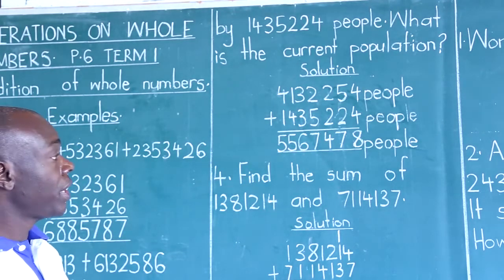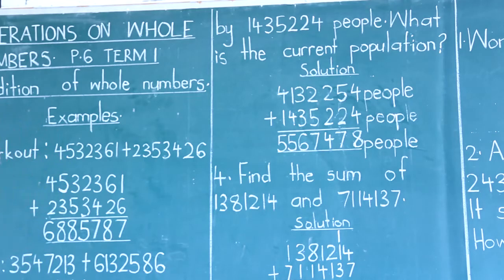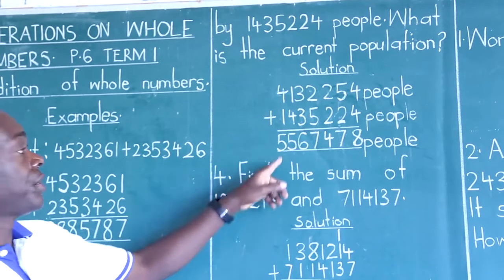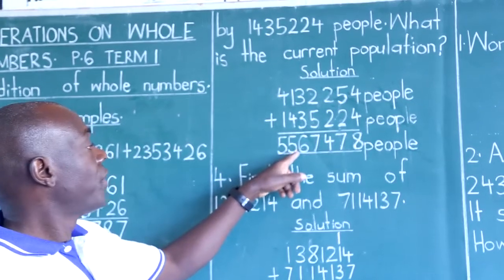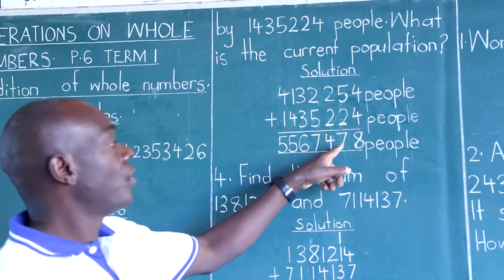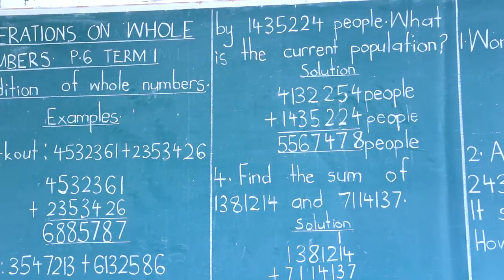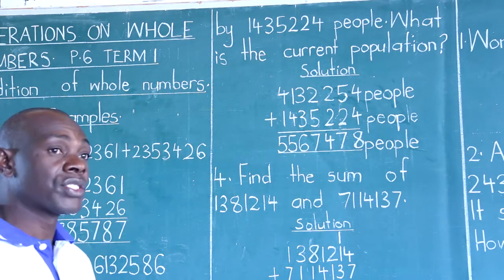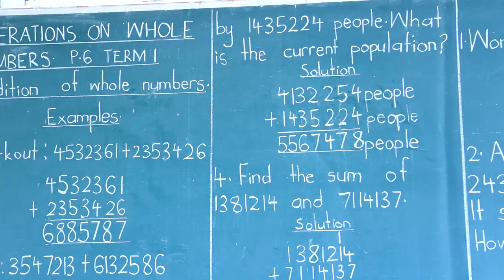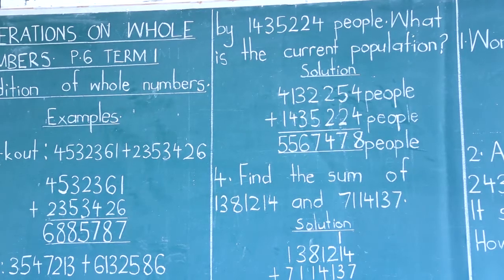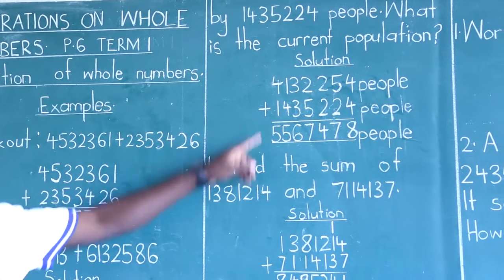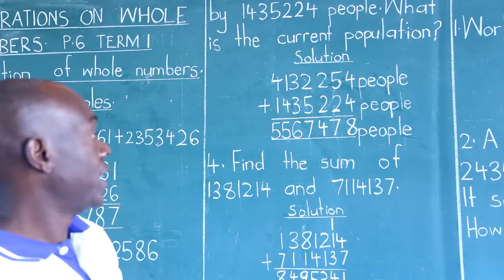Hence, you get a total population right now for this same city of 5,567,478 people. All in all, you must know the keywords like increase and sum; all those call for addition. And then you will be successful when you opt for the plus sign, addition.